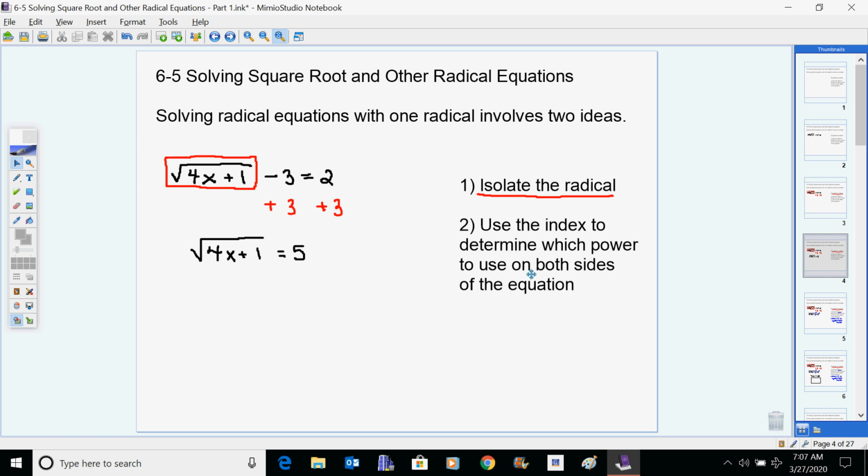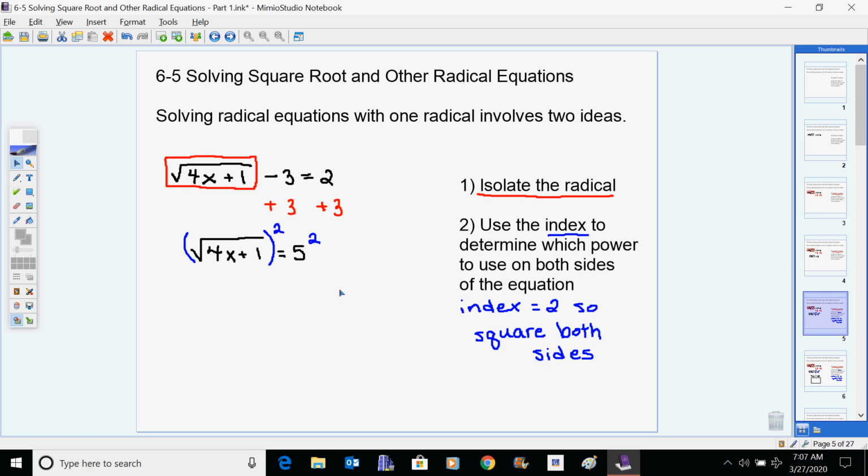The second part is that you use the index. This is a hidden index. Remember, if it's a square root, the hidden index is 2. And in order to eliminate a 2 in the index, you need to square both sides. You're doing basically inverse operations here so that you can get the things by themselves. If the radical has a 2 for an index, you square both sides to make them cancel out, if you will.